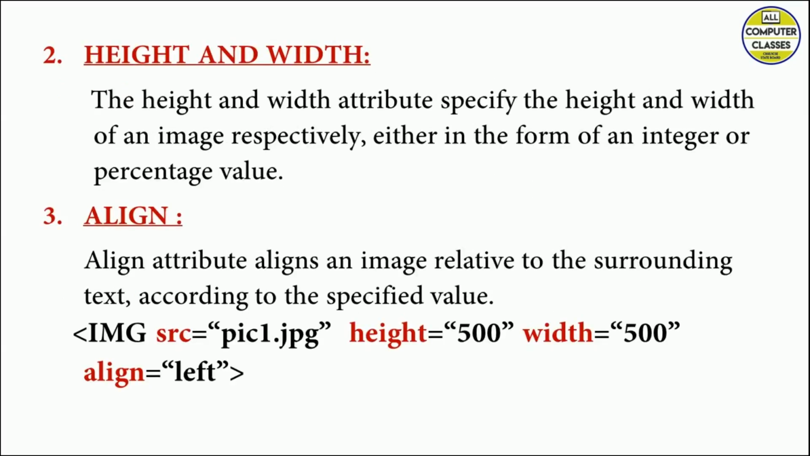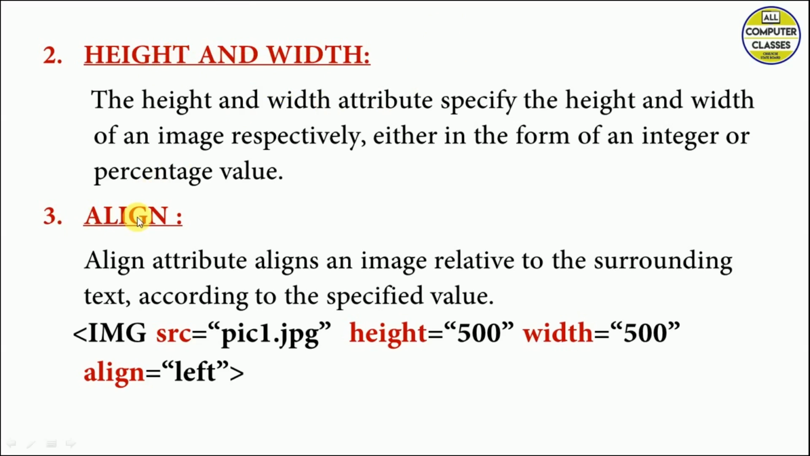Before moving ahead, we have three more attributes to work with the image tag. First is source that we have covered. Source will be having a value that would be the name of the picture that you want to insert. Second is height and width, right? So if you want to insert an image, how much height and width you want to give to the image, so that would be the two attributes.